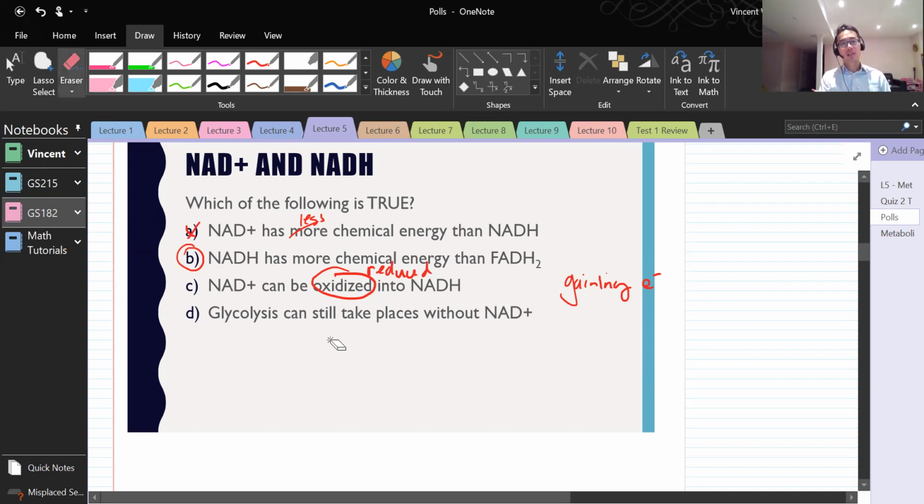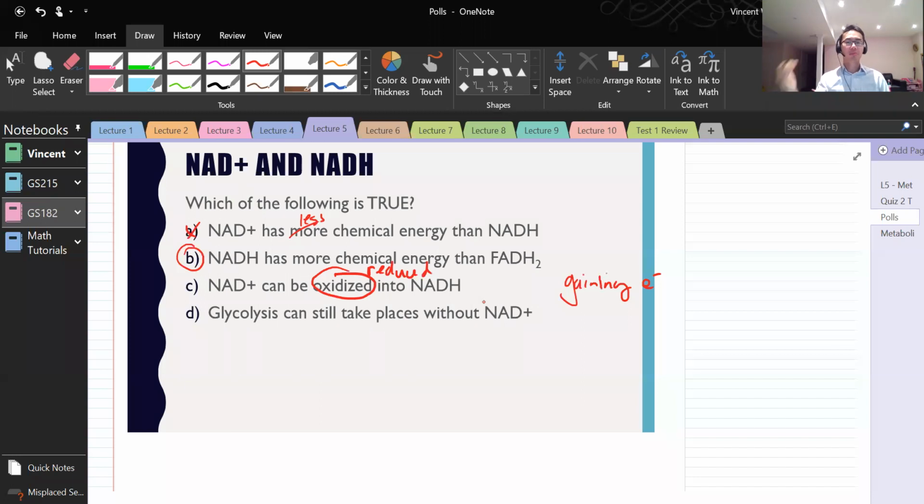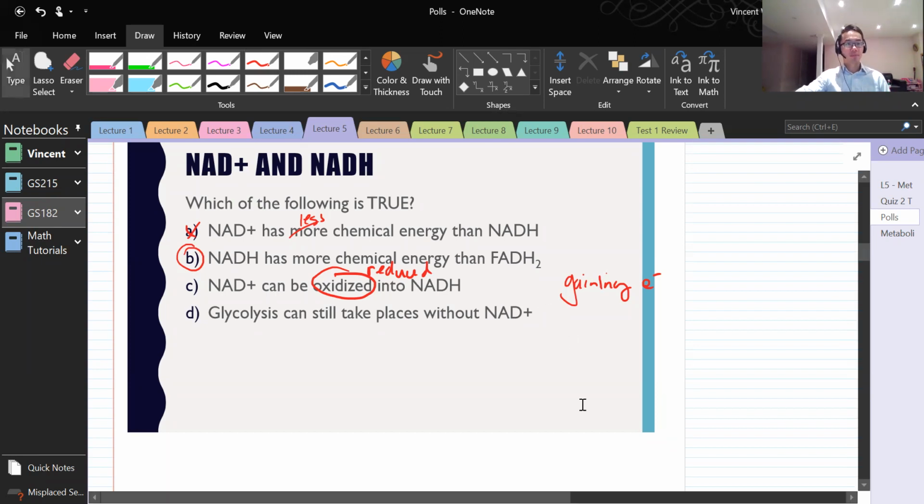Glycolysis can still take place without NAD plus. That's not true, because you need to have the NAD plus to take away the electron. If NAD plus is not available, then you'll be stuck after the energy investing phase, and it won't go on.